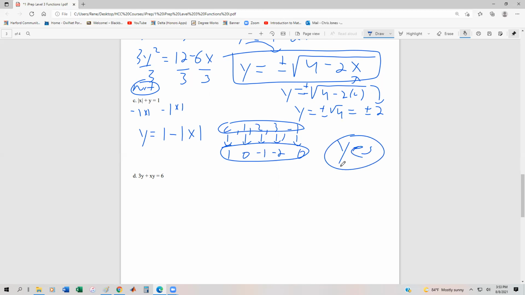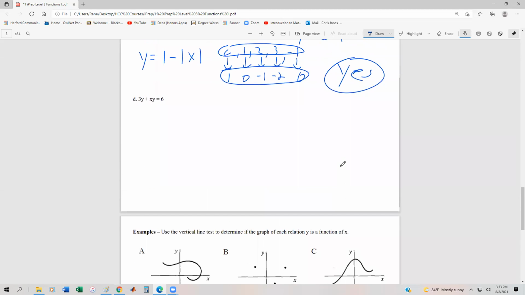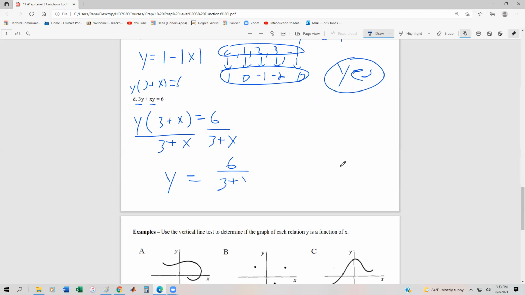Right. And then finally, for letter D, the trick to this one, to solving it for y, is that we have a couple y's here, and of course we can't combine like terms with that. So one of the tricks we might do is factor the y out. Right? And remember, this is basically reversal of the distributive property. So we're just saying y times 3 plus x equals 6, and then we can divide both sides by 3 plus x. Right? And so y is equal to 6 over 3 plus x.